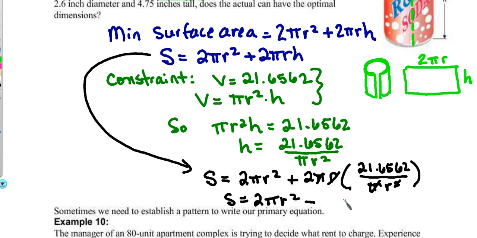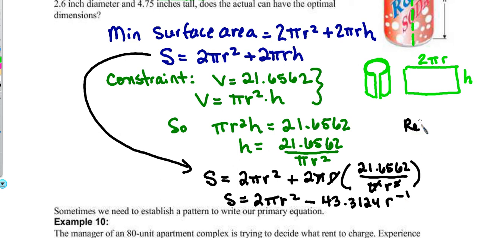But basically what we're going to be looking at here, and because it's over r, I would like to go ahead and bring the r up. So 2 times 21.6562 is going to be 43.3124, and this is r to the negative 1. So now that's what I'm going to use to take the derivative.